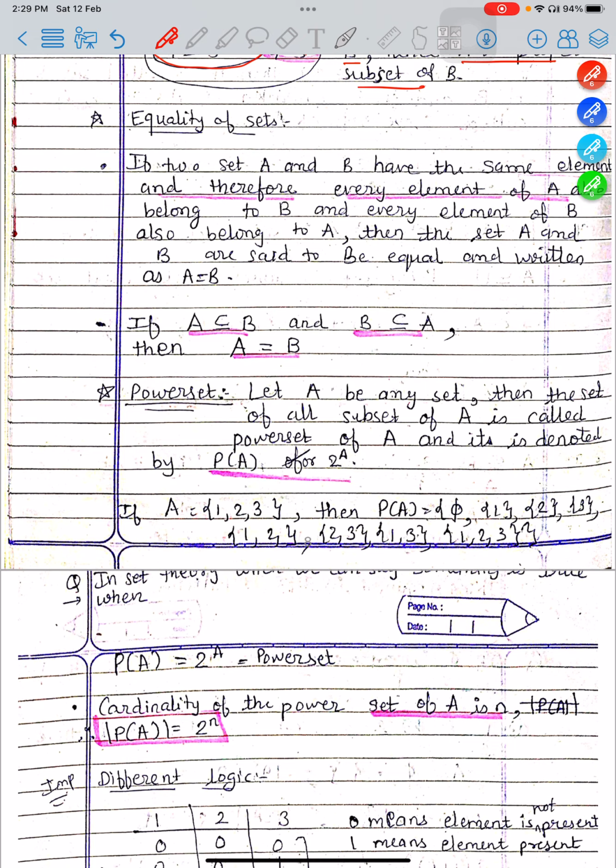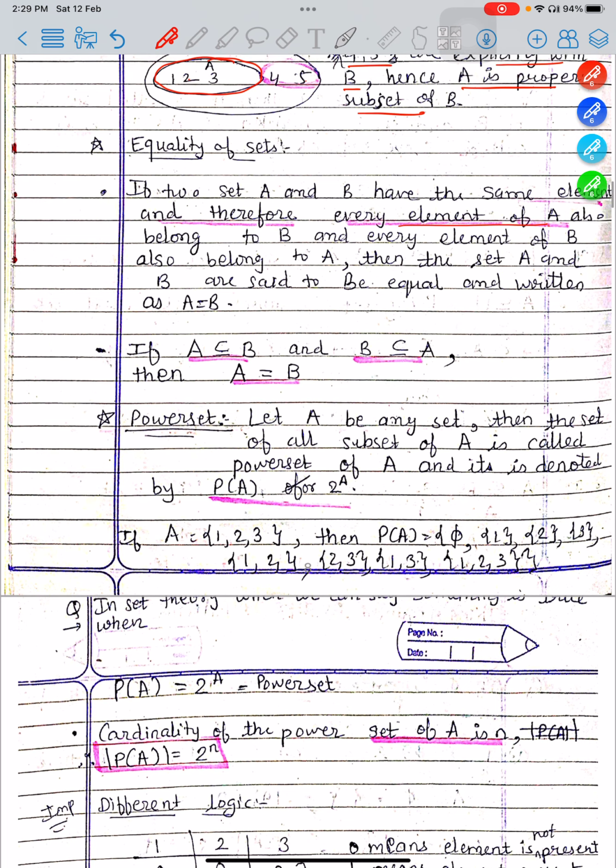Equality of sets. If two sets A and B have the same elements, and therefore every element of A also belongs to B and every element of B also belongs to A, then sets A and B are said to be equal sets and written as A equals B. So here is the smaller definition.